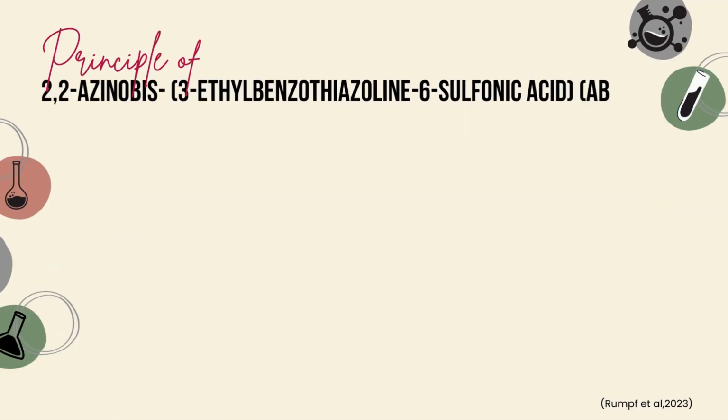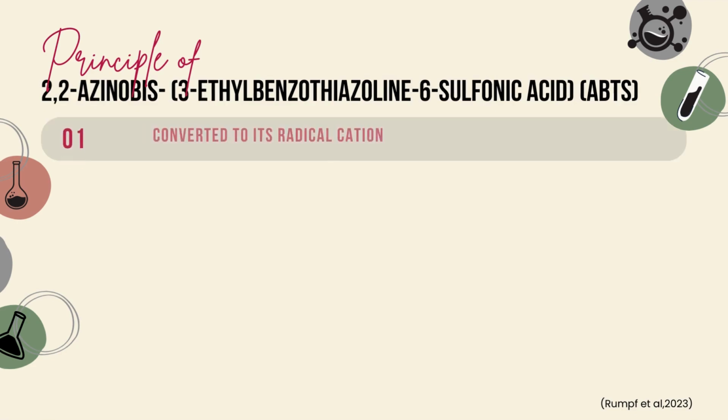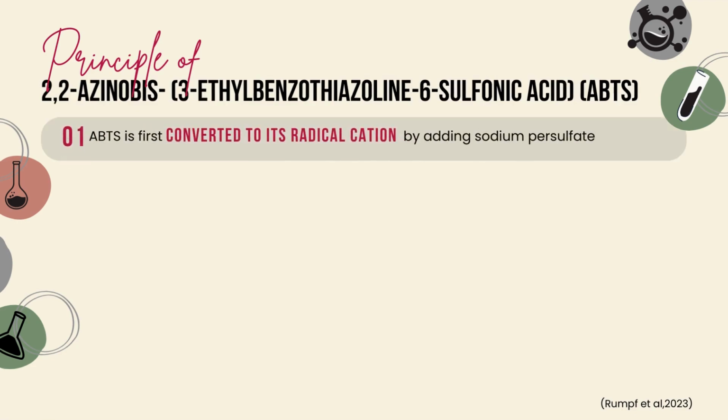Moving on, the principle of ABTS. First, ABTS is converted to its radical cation by adding sodium persulfate.